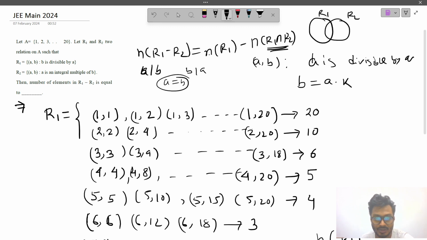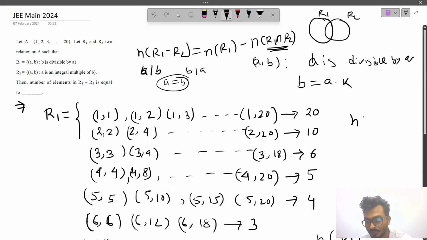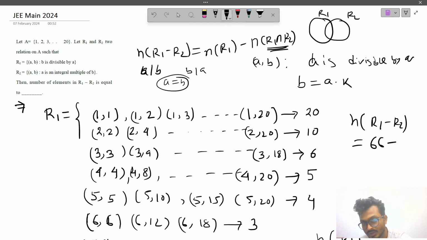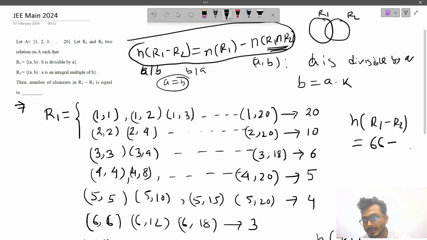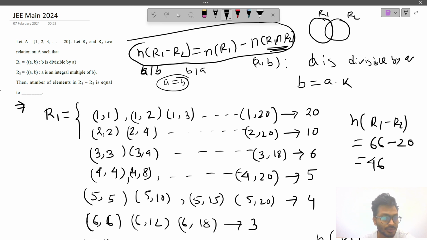So we get the number in R1 as 66. So the number of elements in R1 minus R2 will be, from this formula, 66 minus 20, that means 46. So what will be the answer for this question? This will be 46.